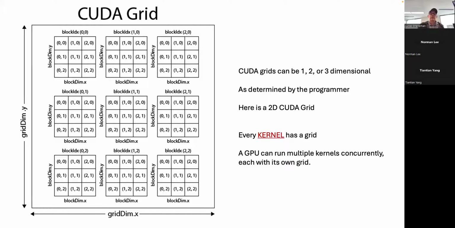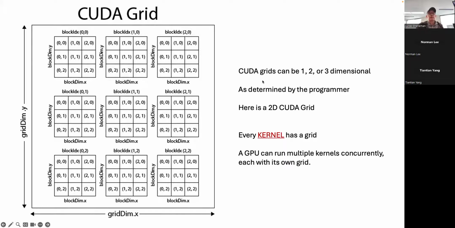In this case, what's there? 9 blocks, and each block has a dimension of 9 itself, right? And it's 2-dimensional. So you can identify each thread in here by its address, but you have to identify first what its block ID is, and then from there to the thread, right?